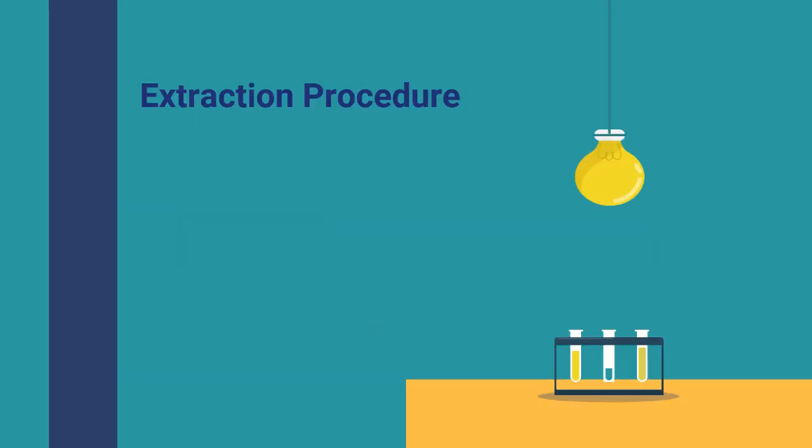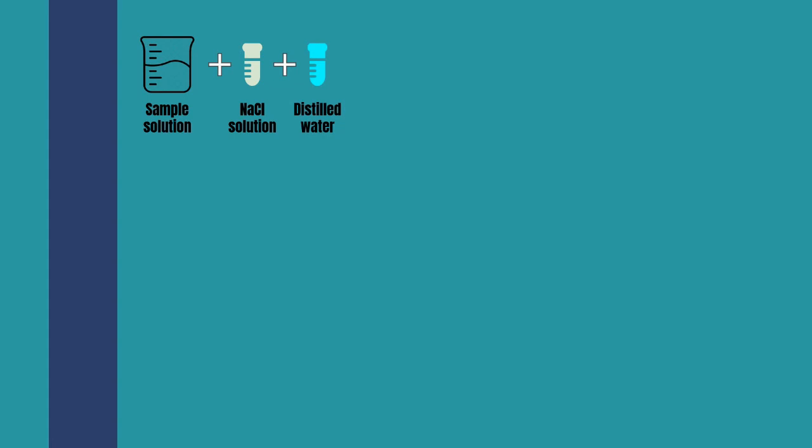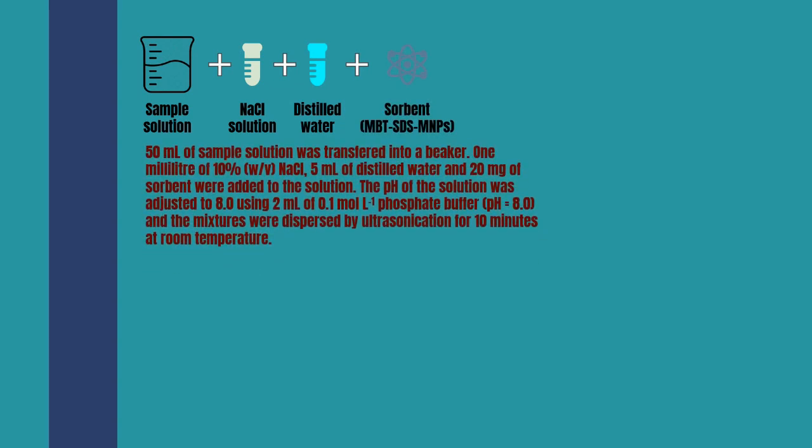With the adsorbent prepared, we are ready to carry out the extraction procedure. First, 50 ml of the sample solution was transferred into a beaker. 1 ml of 10% weight/volume sodium chloride solution, 5 ml of distilled water, and 20 mg of sorbent were added to the solution. The pH of the solution was adjusted to 8 using 2 ml of 0.1 mol per liter phosphate buffer, and the mixture was dispersed by ultrasonication for 10 minutes at room temperature.